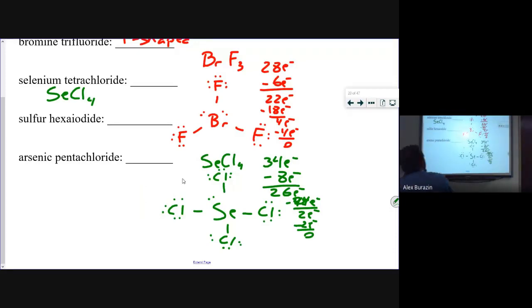Where'd my marker go? There we go. All right, onward and upward.